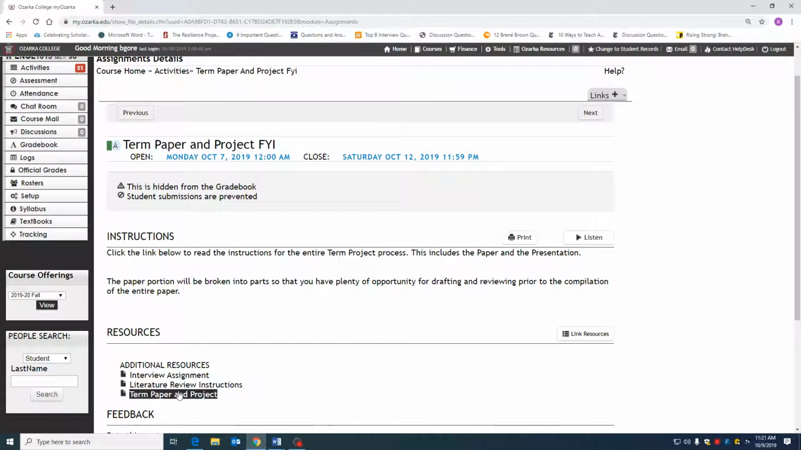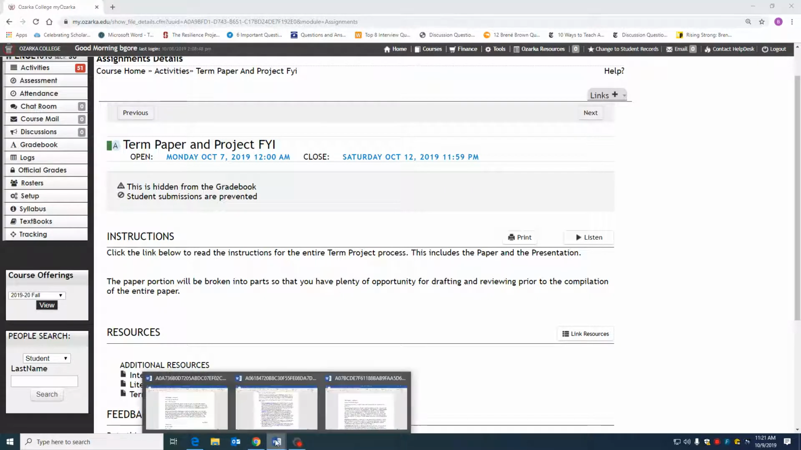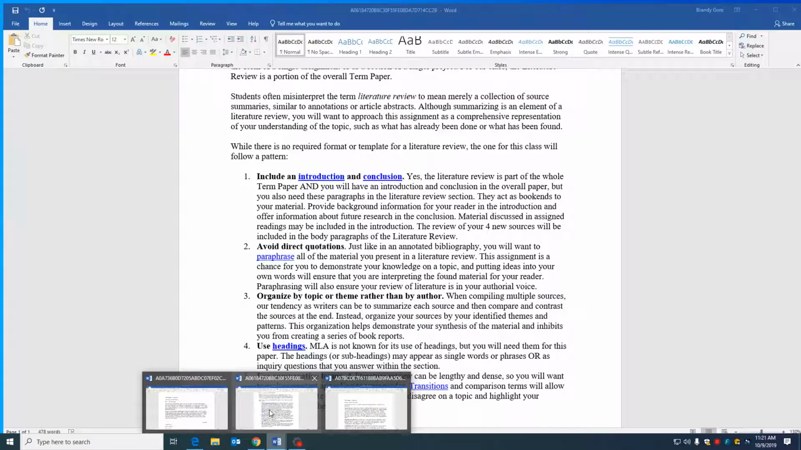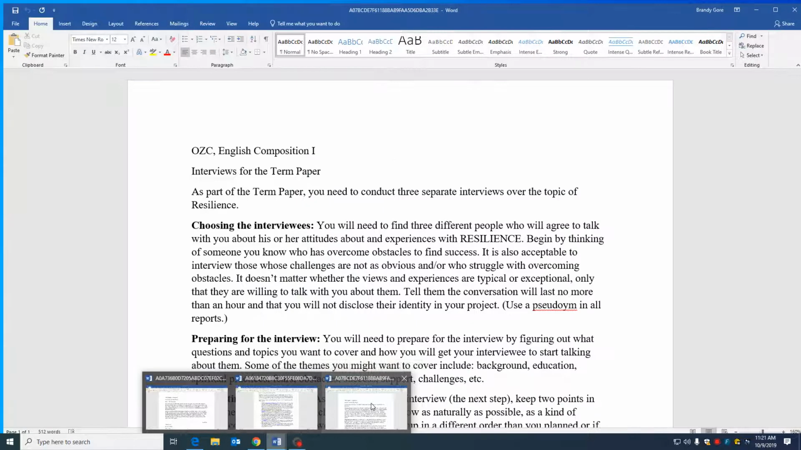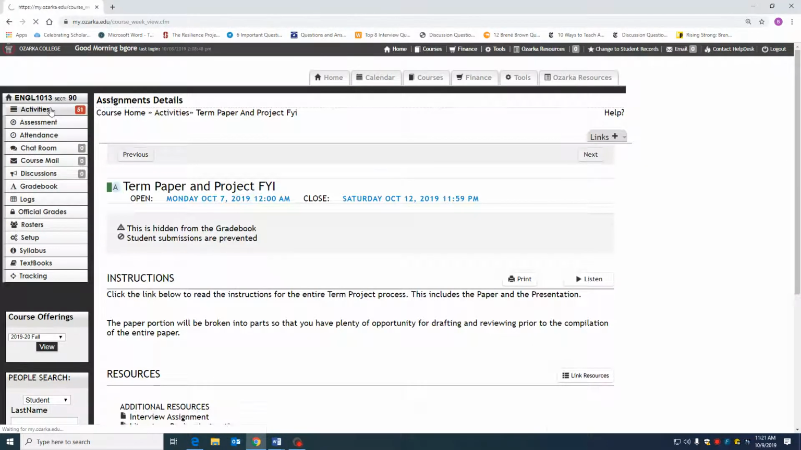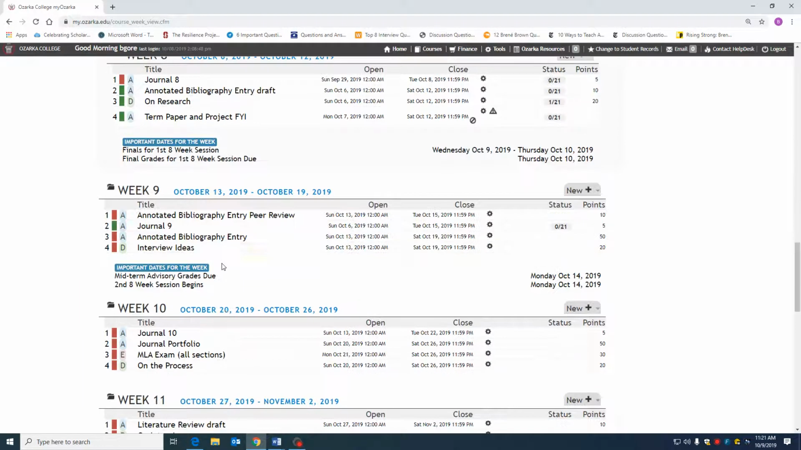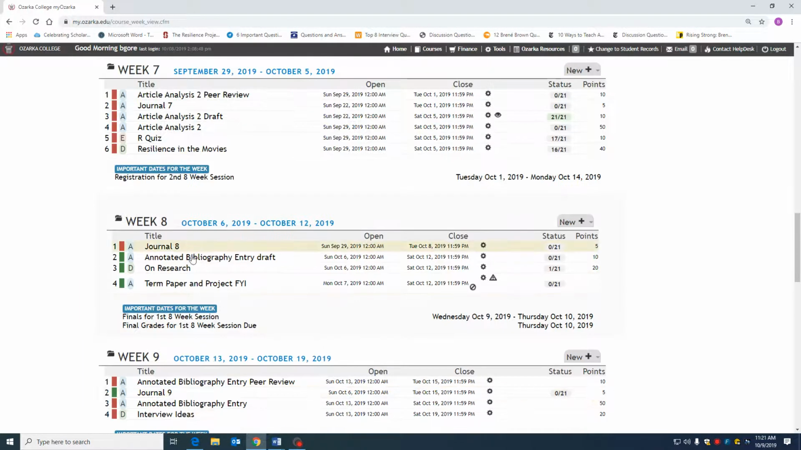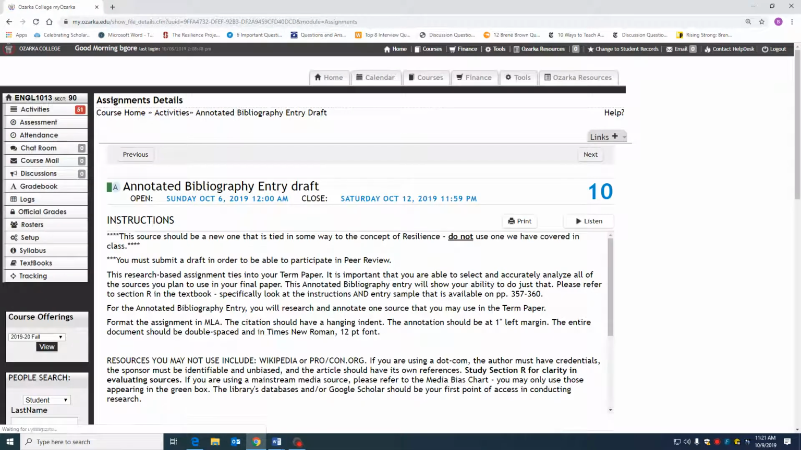Just so you know, you also have specific instructions for the literature portion and the interview assignment, and you can look at those here. So this one has to do with the literature review, and this one has to do with the interview, and we'll talk more about those as the time moves on. So this week, you are to research one original source. And then compose an annotated bibliography entry.